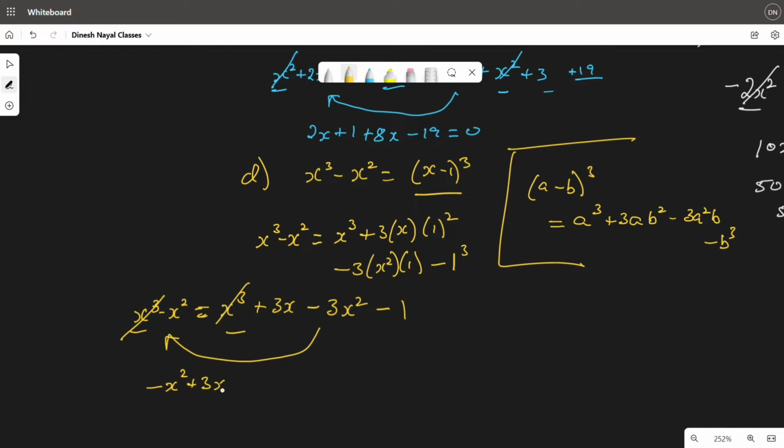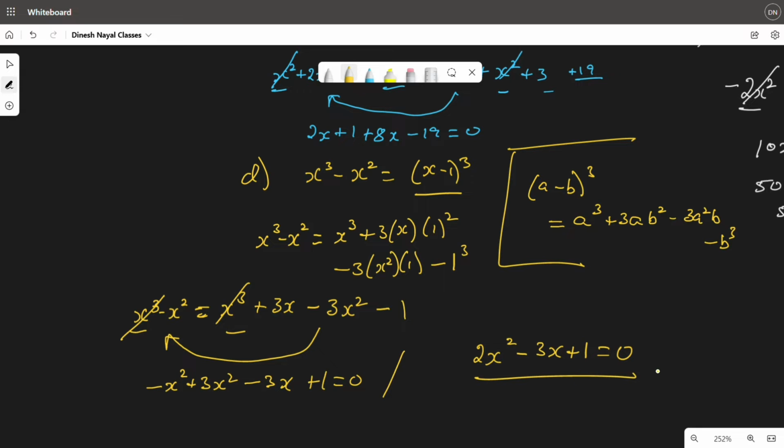This will be minus x square plus 3x square. This will be minus 3x, because we are changing sign. This will be plus 1 equals 0. So minus x square plus 3x square is 2x square. So the final equation is 2x square minus 3x plus 1 equals 0.